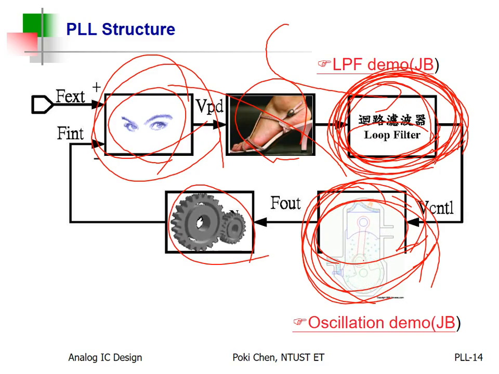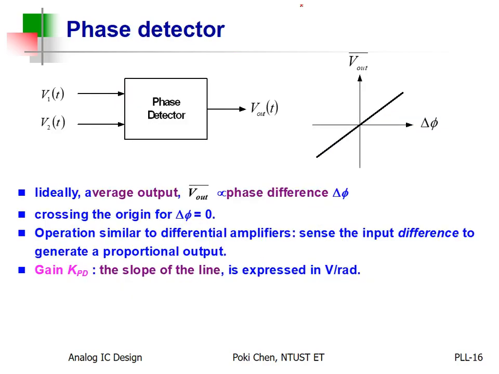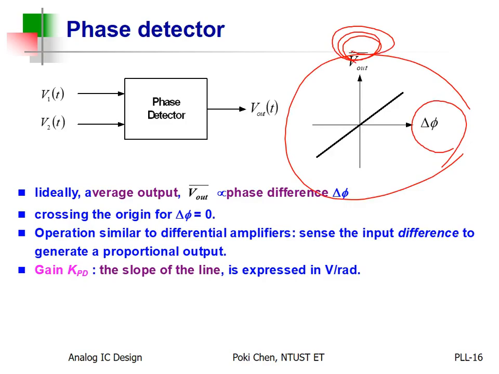The loop filter is definitely a low pass filter, not the others. Then, as I told you, the VCO output will be n times higher than your reference input frequency. So by changing n, you can change the output frequency. Bingo, for the frequency synthesizer. And then the phase detector. As I told you already, the phase difference and the average output, please pay attention to this. How to get the average output? Low-pass filtering. And hopefully V out is linearly dependent on your phase error.